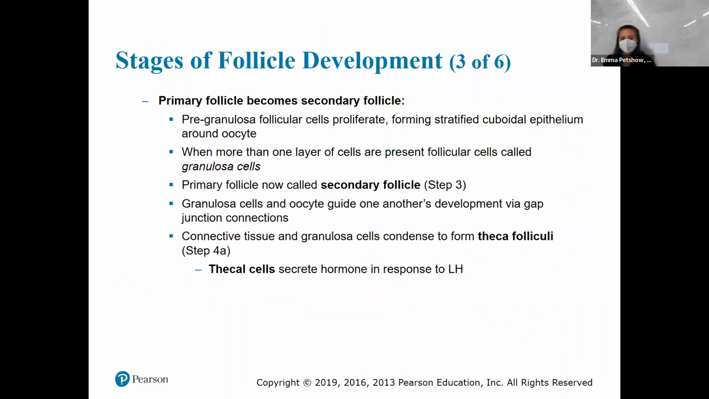In the process of moving from a primary follicle to a secondary follicle, a big component that is important here is the connective tissue component, and granulosa cells will condense and form what's called the theca folliculi. Thecal cells from that region secrete hormones in response to LH. That's the biggest important piece here in primary moving into secondary follicles. LH, remember, is our big stimulation, luteinizing hormone, that allows ovulation to occur. So these are the cells that can respond to an increased spike in LH.